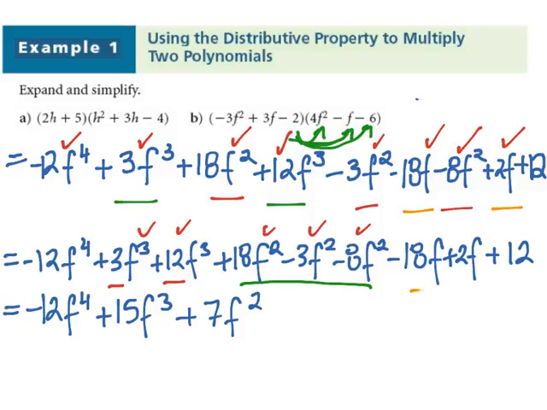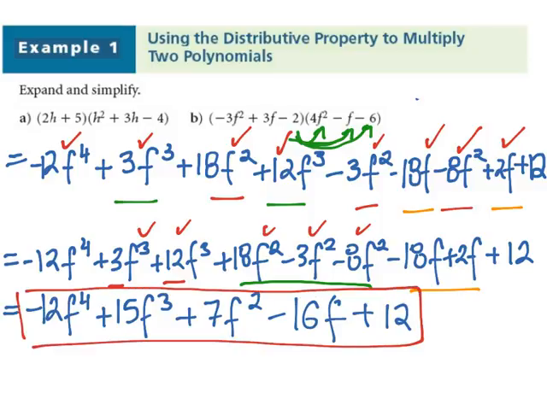The last variables are negative 18f plus 2f. And negative 18 plus 2 is negative 16. And don't forget the f. Copy down the 12. We can't reduce any further, we can't simplify any further, and therefore this is your answer.